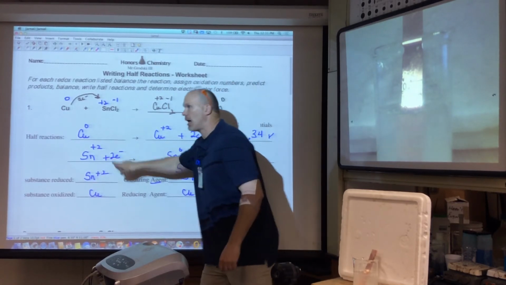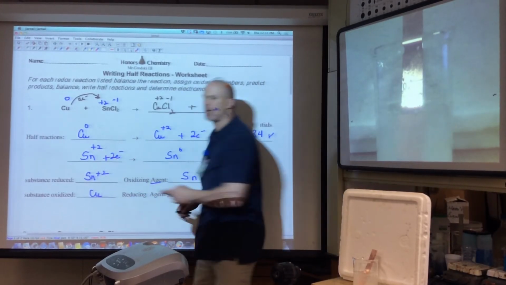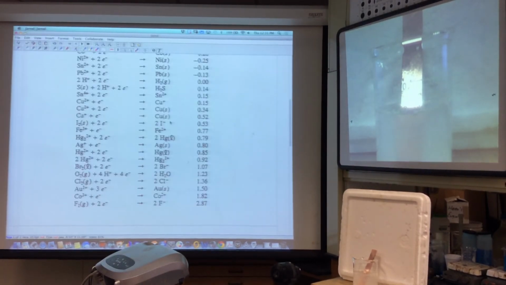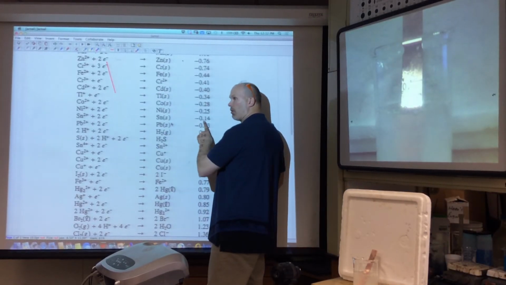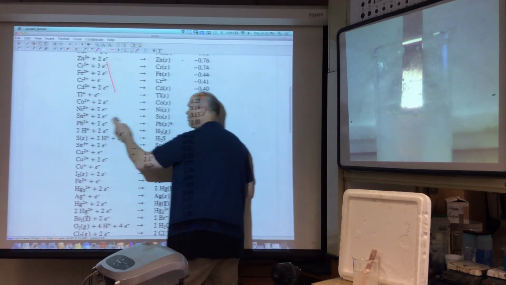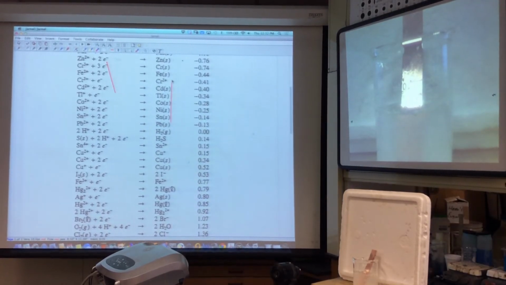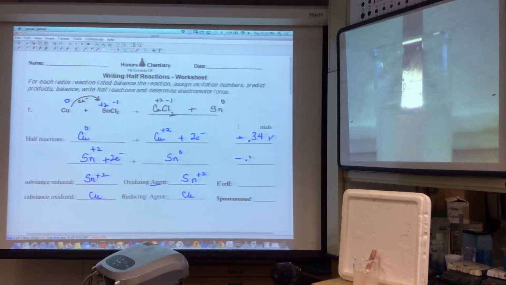Now, tin reducing. Tin is gaining. So let's go find tin plus 2 gaining 2 electrons and find that voltage. There it is. Now, this one will be as written, won't it? Tin plus 2 gaining 2 electrons. I'm not flipping the sign because it's written as a reduction, so I keep the sign. So it's negative 0.14. You can probably see what's going to happen here.